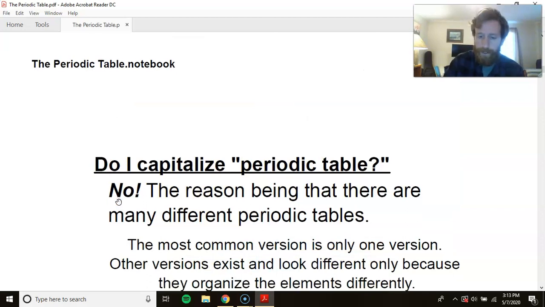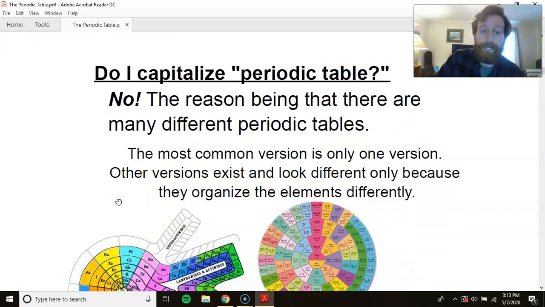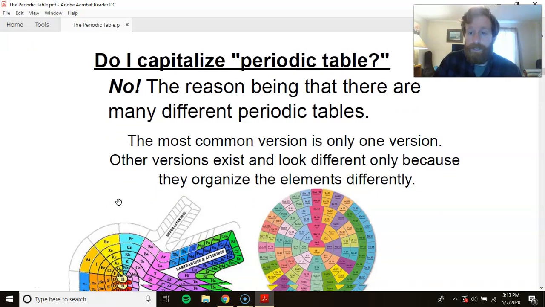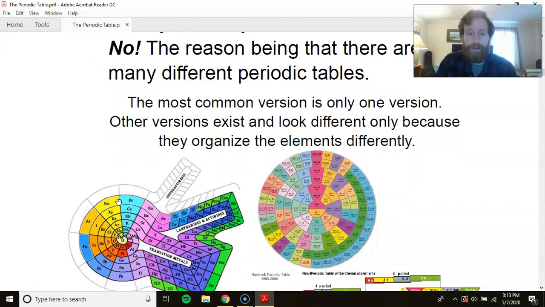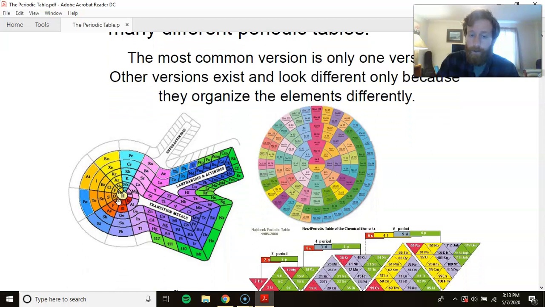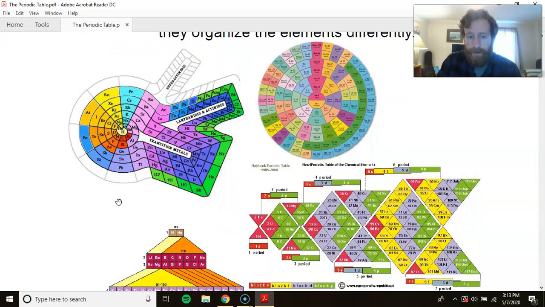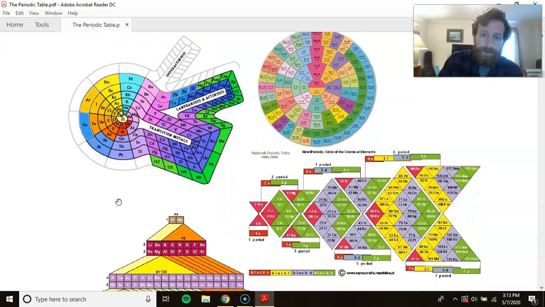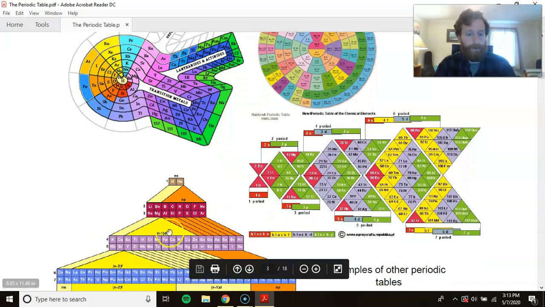So here's an important question to start with. Do I capitalize periodic table? I say no. The reason being that there are many different periodic tables. There's not just one periodic table. The most common version is only one version, and other versions exist and look differently only because they organize the elements differently.